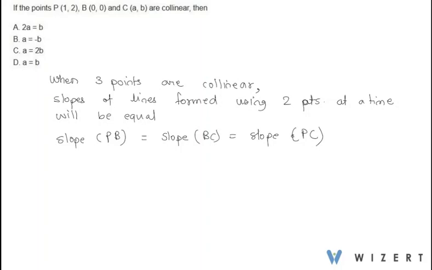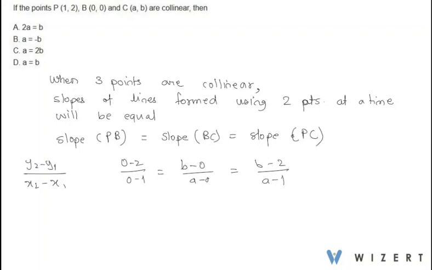Slope of line formed by any two points is always given by y2 minus y1 upon x2 minus x1. So in this case, slope of PB will be (0 minus 2) upon (0 minus 1), which should be equal to slope of BC. So that is equal to (b minus 0) upon (a minus 0). And both of these should be equal to (b minus 2) divided by (a minus 1).